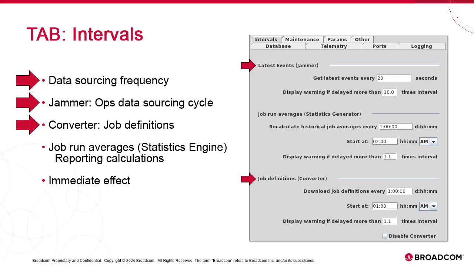We also set the cycle of execution of the statistics engine in the tab. This is the internal AAI process that calculates run averages for reporting purposes across all job stream runs. It's resource intensive and can have major impacts on performance. As a result, we set the engine very carefully at a time of day when activity is low and things are quiet in AAI. If you disable the converter, then definitions are not acquired. Finally, any change you make here does not require a restart of AAI.